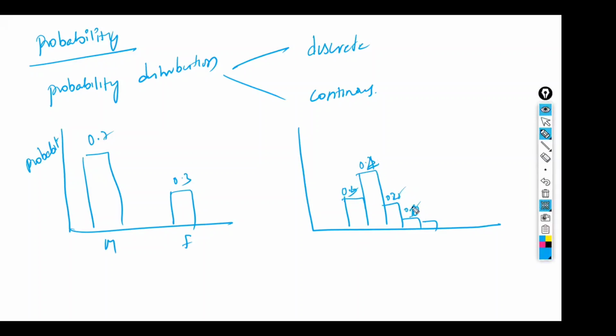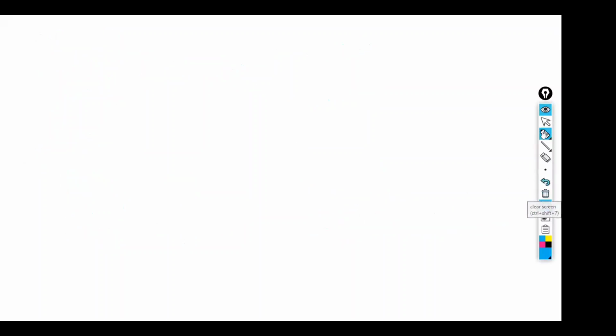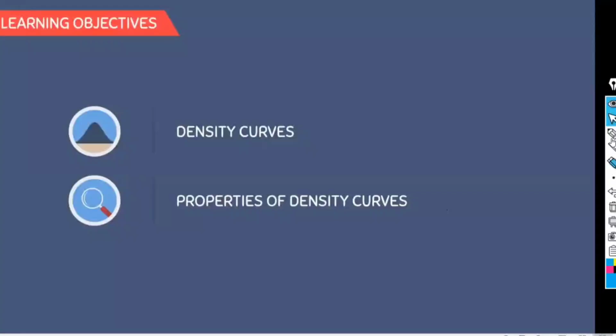Now 3 plus 4, 7. The total should be 1. The sum of the probabilities is equal to 1. So whatever continuous variable you are considering, the total probability is always going to be 1.